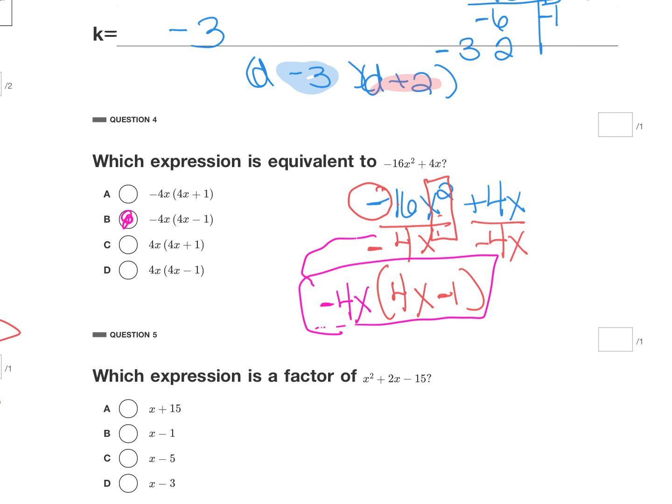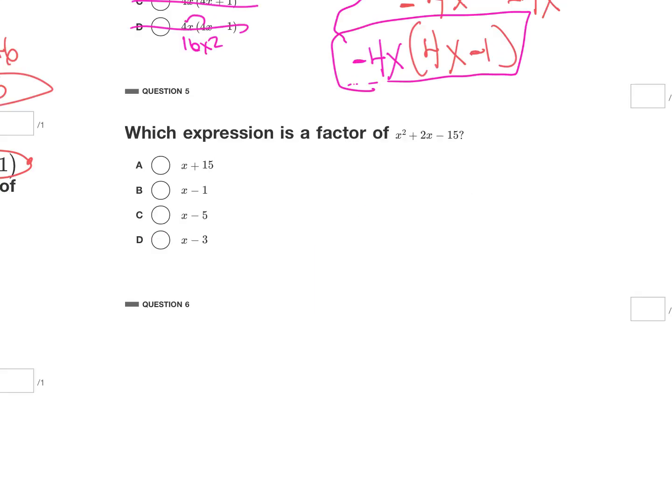And keep in mind, you could have always worked backwards. We could have always just distributed. So I knew that would have been 16x squared. That wouldn't work. That wouldn't work. I knew it had to be one of these with the negatives.